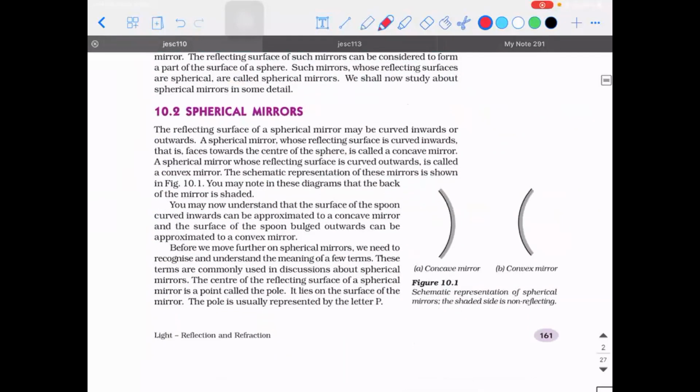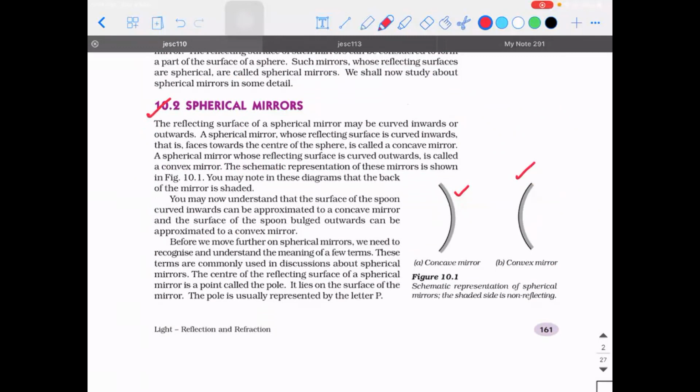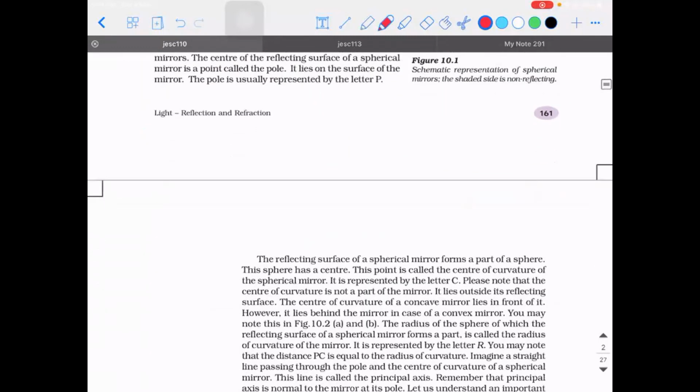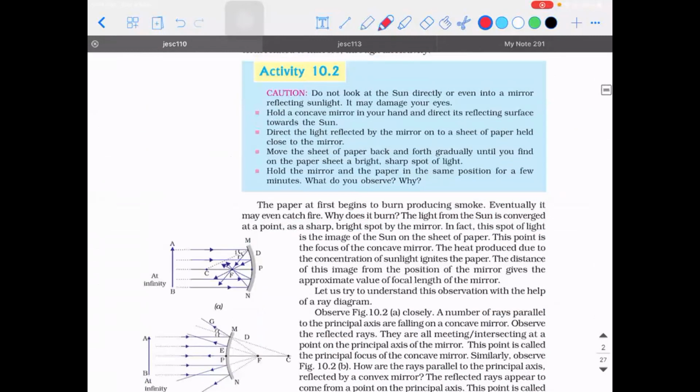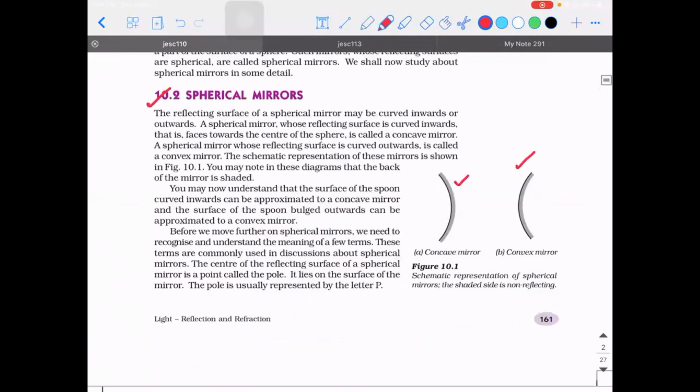Now we will talk about spherical mirrors. So when I talk about a spherical mirror, obviously we know that it has a concave and a convex surface. So what are all the parts of this mirror? Center of curvature, pole, focus. Okay, what are all these points? If I ask you to give a definition for it, what are you going to say?